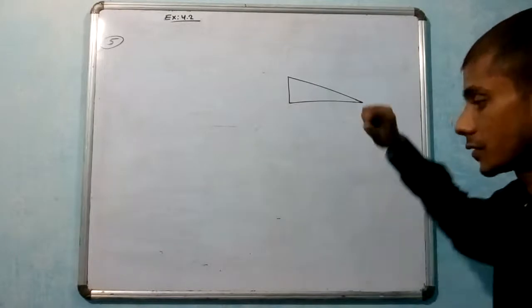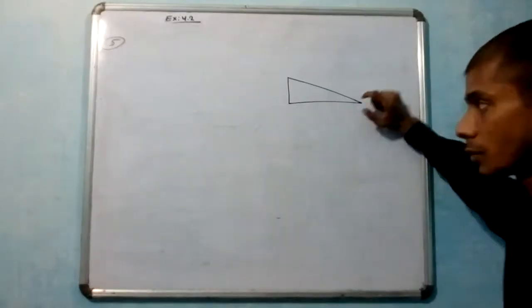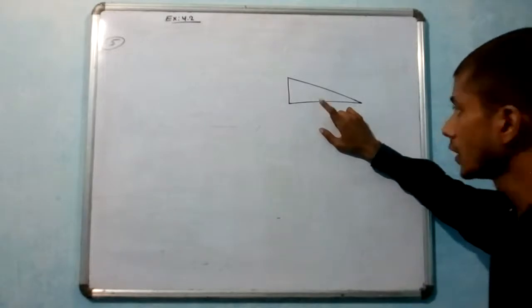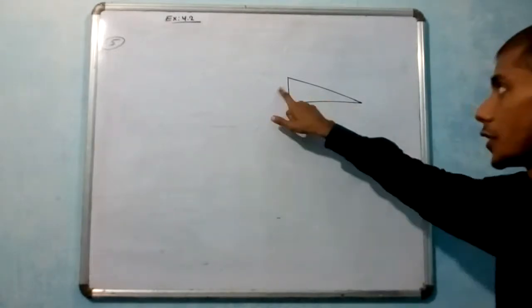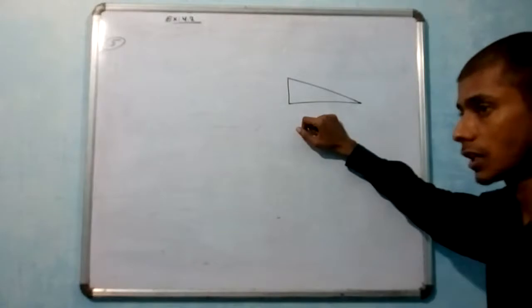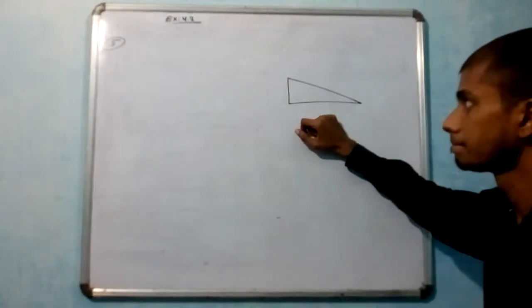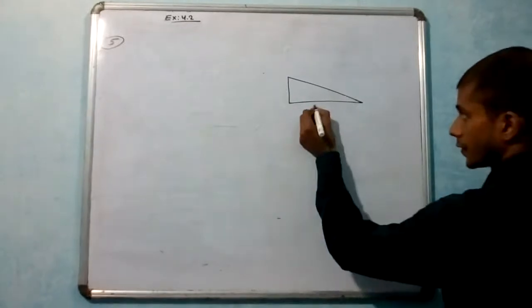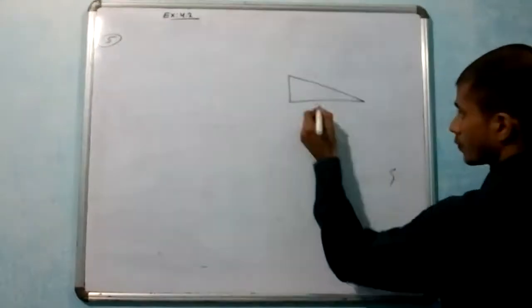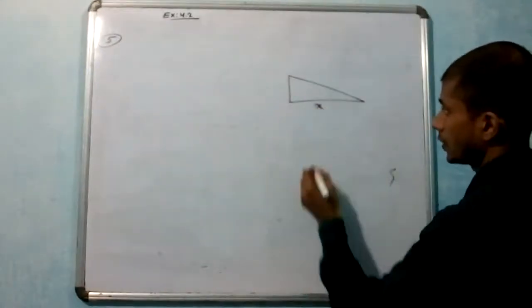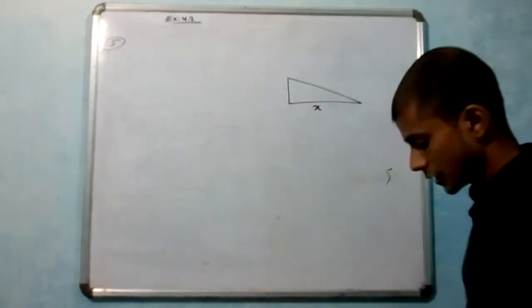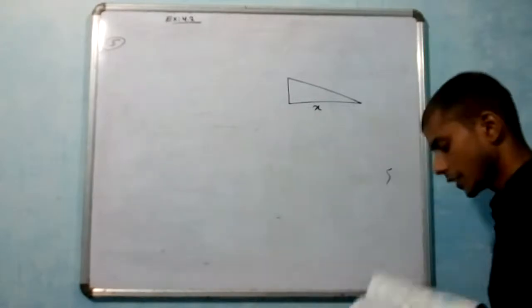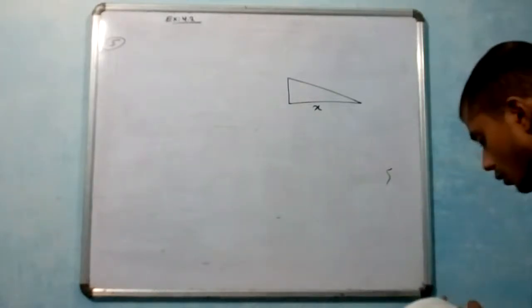So what we should assume? The base we should assume in terms of a variable x, y, z, or the altitude we should assume. From where we should start the assumption? From the base. So let the base be x. Let the base be x, and since it is given in centimeters, x centimeters. Then according to the question, what will be the altitude?